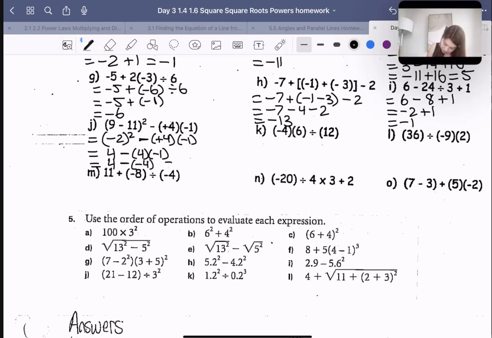Now, is there any addition or subtraction? Yes. 4 minus negative 4 is the same as 4 plus 4, which is 8. So the final answer for this is 8. Very good.